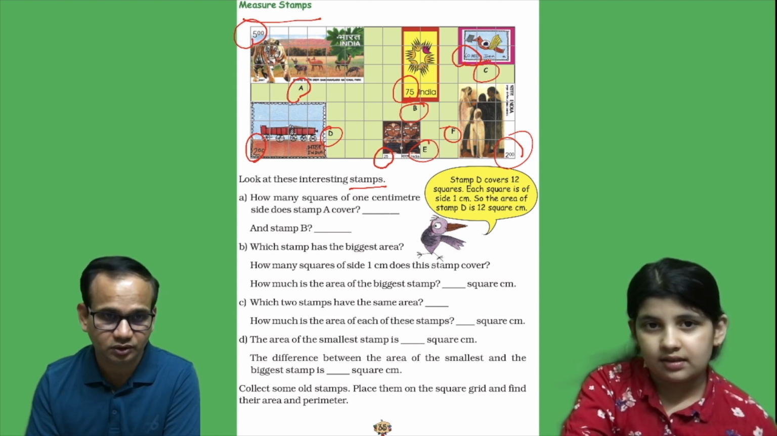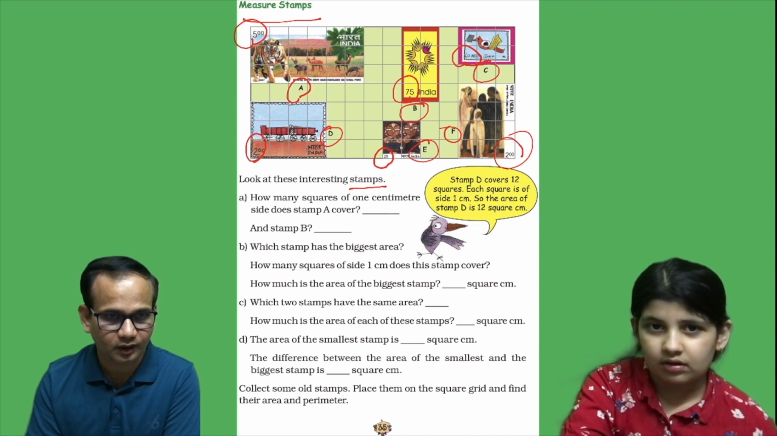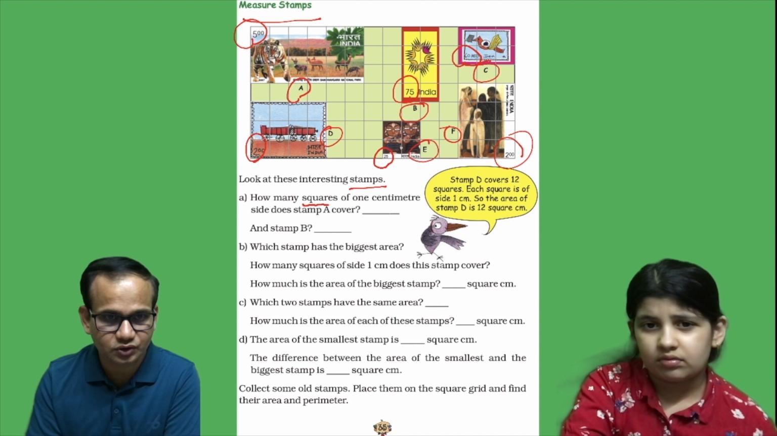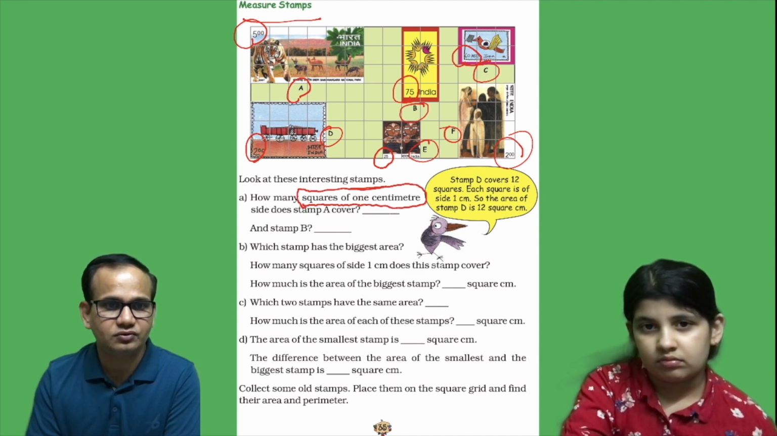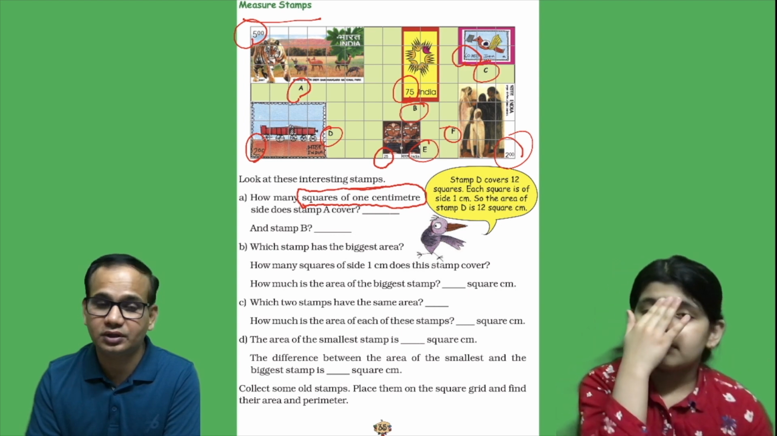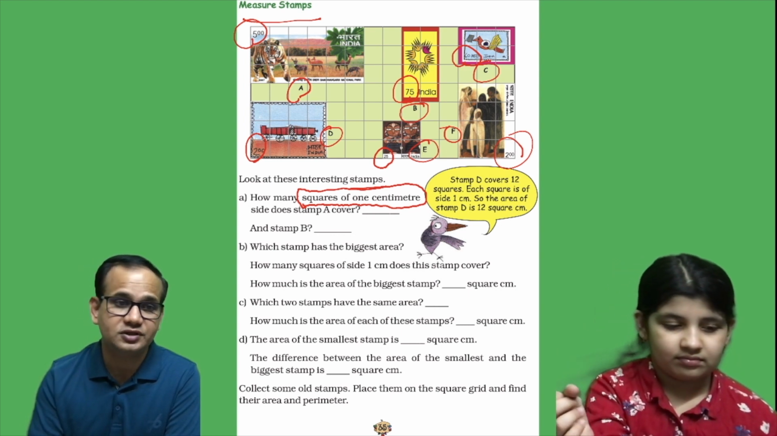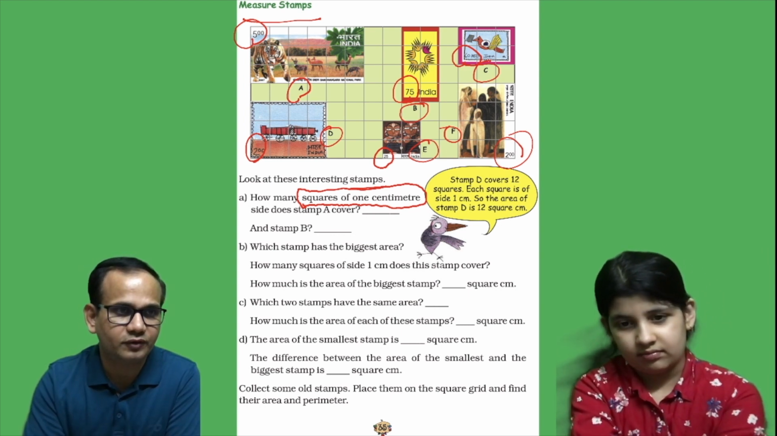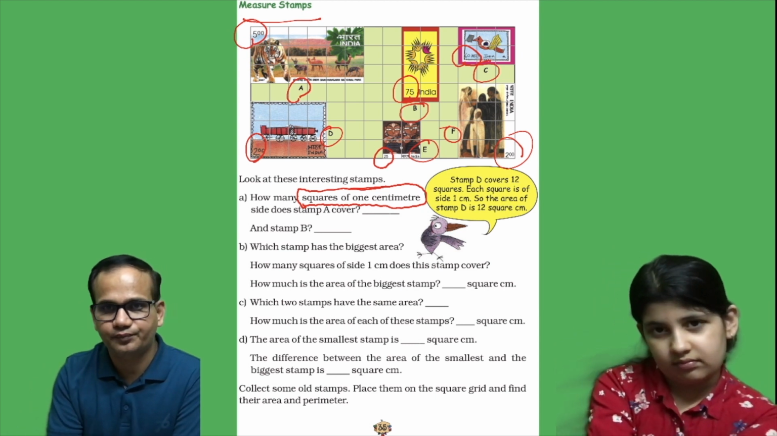What is the question? You have not understood, right? So what is the question asking? First we have to see the squares of 1 centimeter. What is a square? If I say a square of 1 centimeter, I'll draw it here.